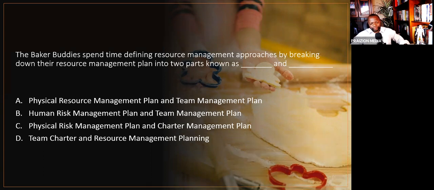All right, countdown, 5, 4, 3, 2, and 1. Thank you very much. Let's end this poll, and let's take a look at the results. Let's share the results. And the answer to this is majority, which is the orange, as you see, chose physical resource management plan and team management plan. And that is the correct answer. So when we get to that chapter, you'll remember, oh, yeah, that's what Phil showed us.